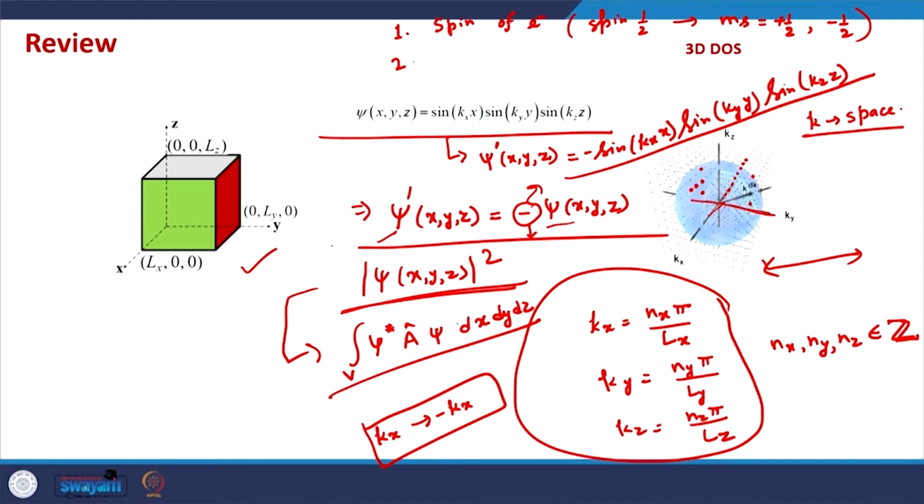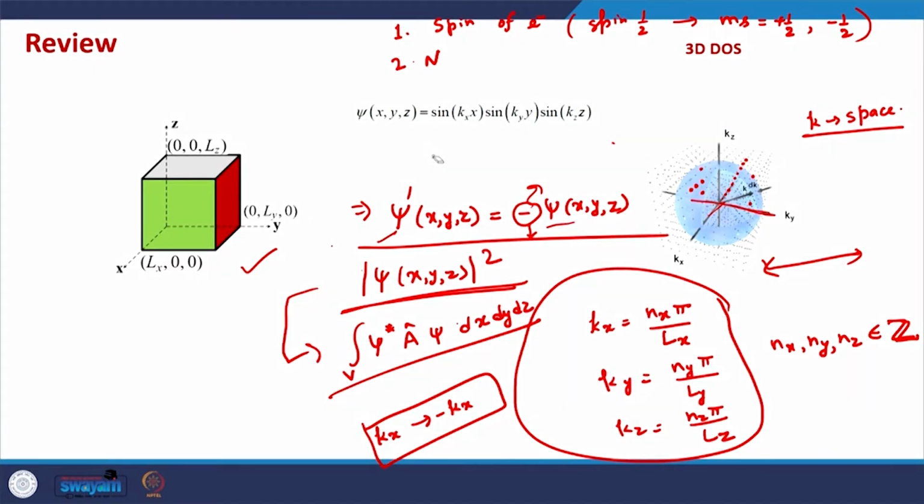Which essentially means that the number of distinct allowed wave functions needs to be divided by 8.